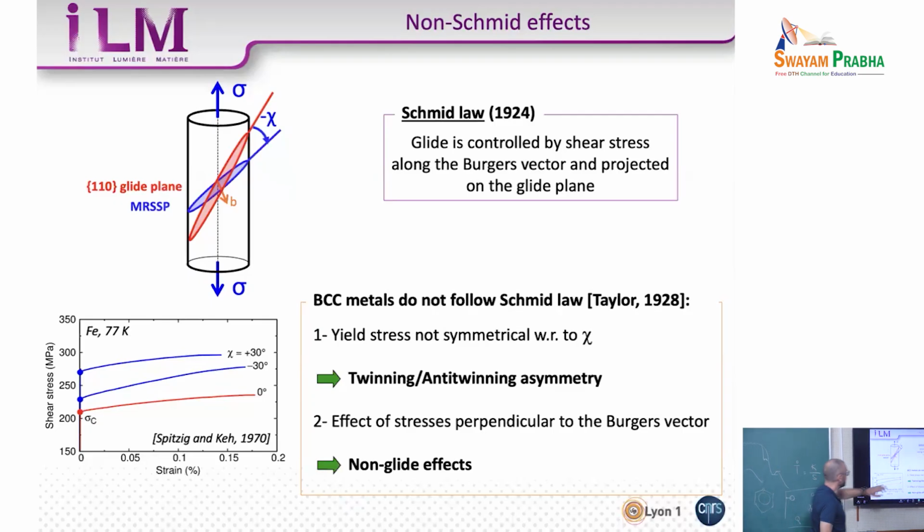And then there's a second non-Schmidt effect, which is due to the fact that not only the resolved shear stress matters, but basically all of the terms of the stress tensor affect the mobility of the dislocation, even if they don't create a driving force, and they are called non-glide effects.